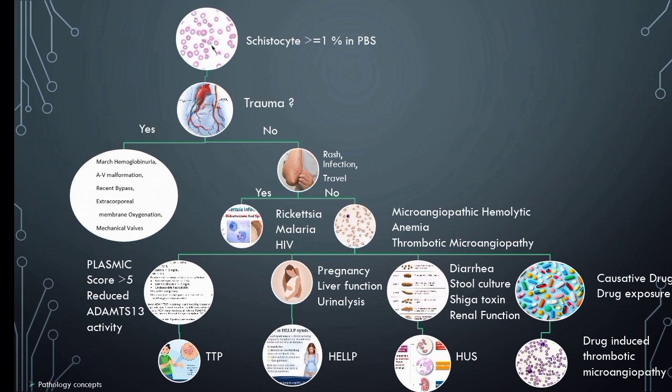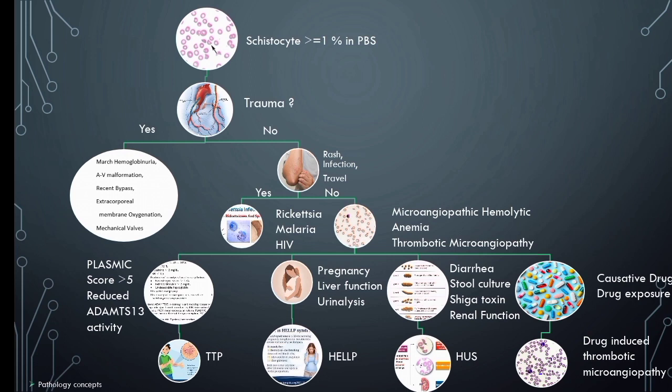Let's say you are observing schistocytes on the peripheral smear. What are schistocytes? Schistocytes are fragmented RBCs resulting from intravascular destruction. The criterion for significant schistocytosis is the presence of greater than or equal to 1% schistocytes in the peripheral blood smear.